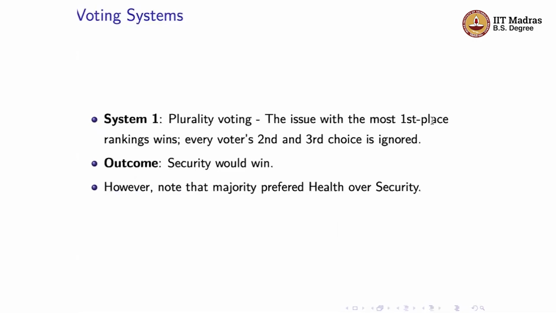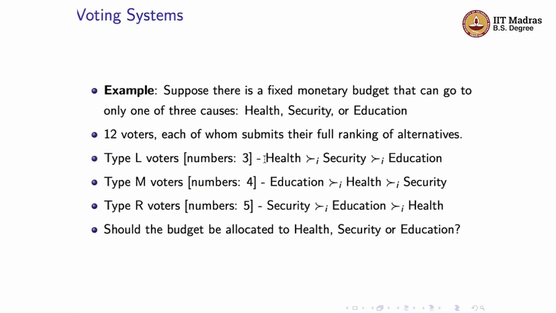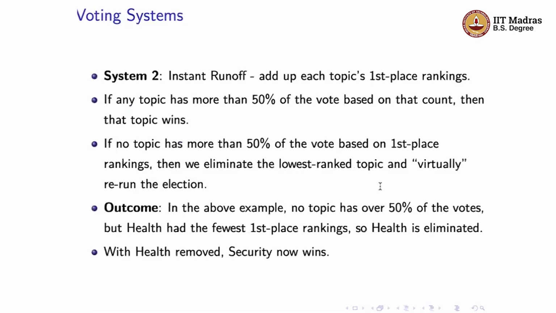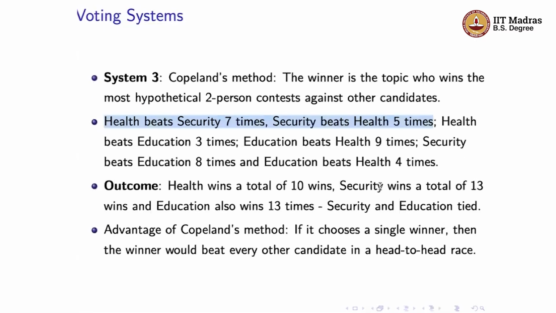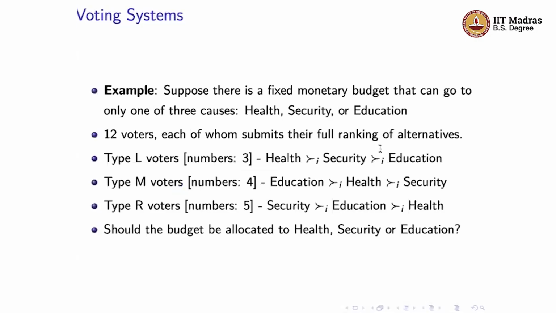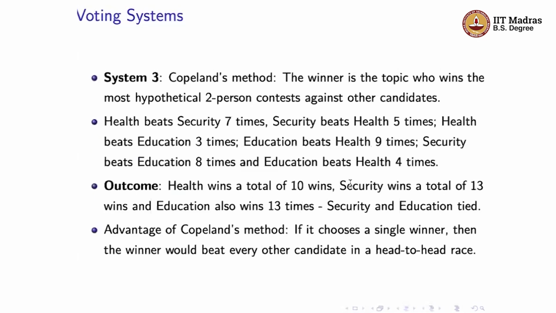What about health and education? If we again go back to the preferences, the type L voters are going to vote for health over education, but the other 9 are going to vote for education over health, so health defeats education 3 times, but education beats health 9 times. What about security and education? Again, if we go back, we observe that type L would vote for security over education, and type R would vote for security over education. So 8 votes for security over education, but the type M voters are going to vote for education over security, so 4 of them are in favor of education over security. Again, we note this down.